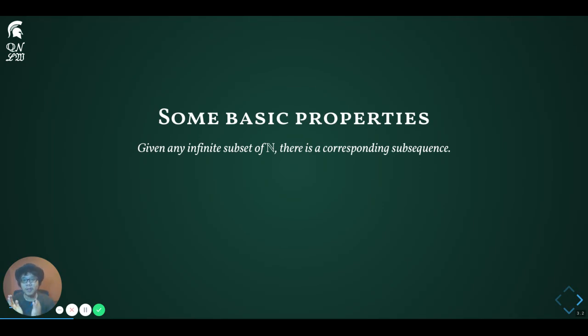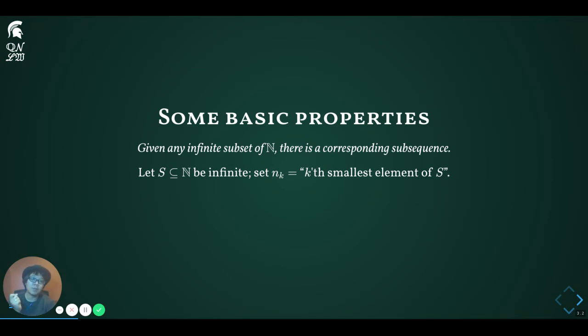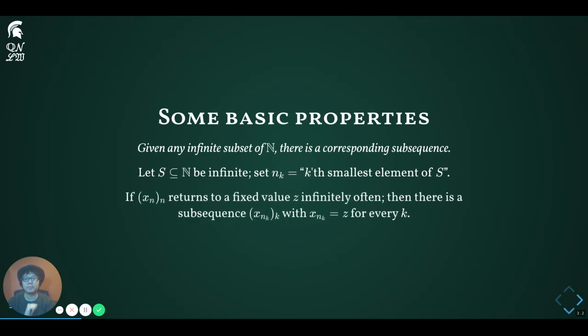Second, if we are given an infinite subset of indices, so this means an infinite subset of natural numbers, we can form a subsequence corresponding to these indices, by listing as our n sub k the kth smallest element of the infinite subset. As a consequence of this, if the original sequence is such that the same value z is taken infinitely often, then there must exist a constant subsequence where each and every term of the subsequence is equal to z.